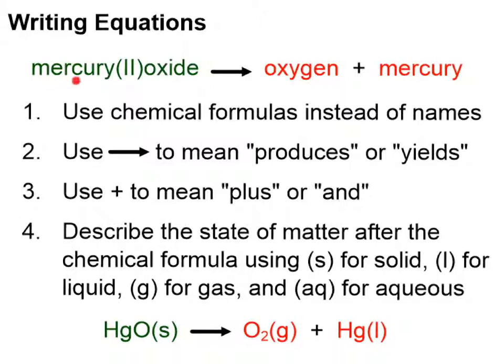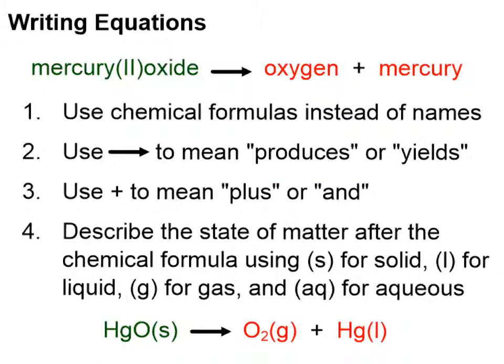Let's take this experiment that Lavoisier did. And let's look at how we as chemists write this to make it easier for us to understand what's going on. We don't want to have to say all these words and put in a lot of vocabulary when we can write it in a much simpler way and see what's going on faster. First, we use chemical formulas instead of names. So we don't say mercury 2 oxide. We actually write the chemical formula for that.